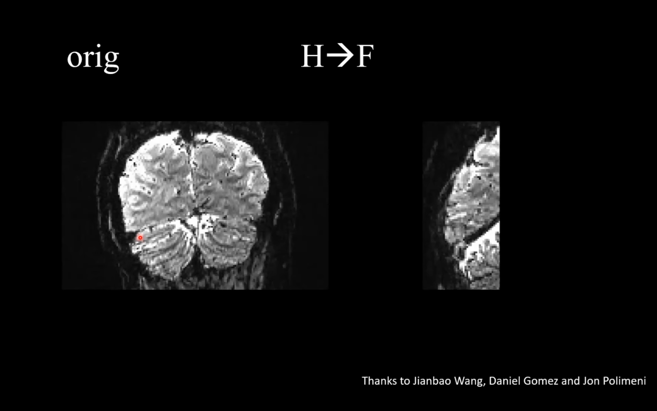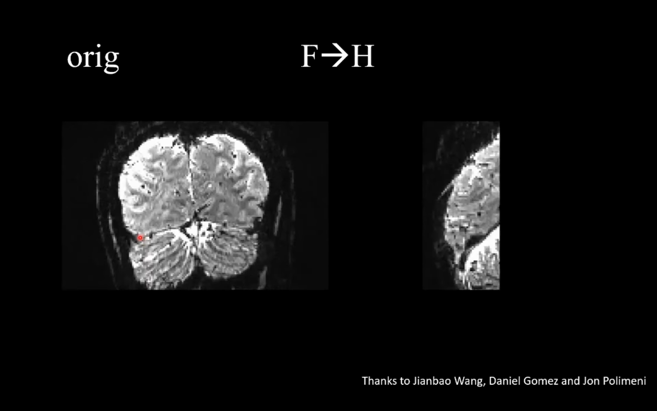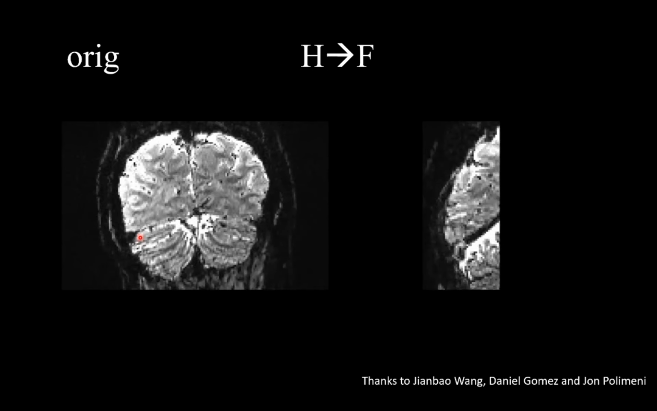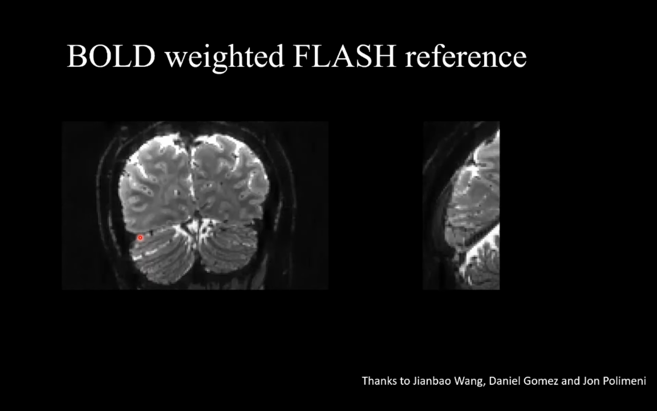So we acquired some visual cortex data, and you can see head-foot was our phase encode direction, and you can see there's just a ton of distortion. I'm just toggling between them, right? That's a lot of distortion. Then we also acquired a bold weighted flash reference. So one thing to note compared to a T1 weighted reference that I think you saw in Doug's talk is that these are contrast matched somewhat to your data, right? The contrast is similar. So the registration problem becomes more about similar contrast registration.